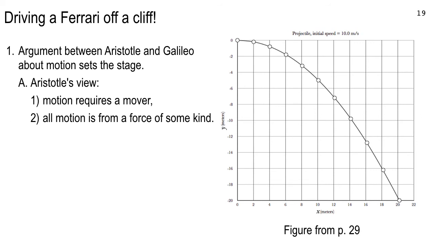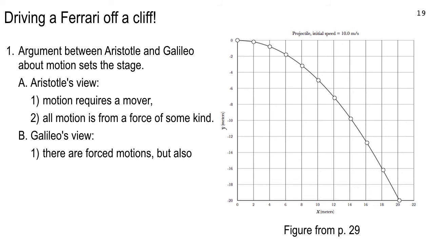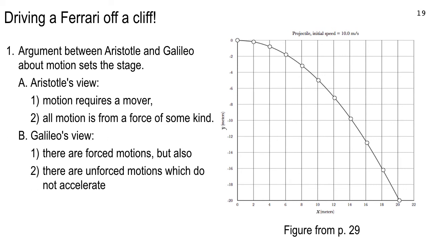Now, he was extremely complicated. For instance, his description of an arrow in flight is really hard to follow. Like the air comes around from the front and is pushed to the back, and then it pushes the arrow forward, and it just keeps going. But Galileo figured it out a little differently and accurately, and it measured up. Here's what Galileo said. He said, yeah, there are forced motions, gravity being one of them. But there are unforced motions which do not accelerate and do not have a force. They neither slow down nor speed up.